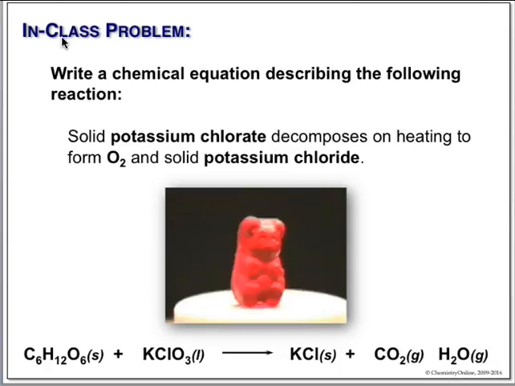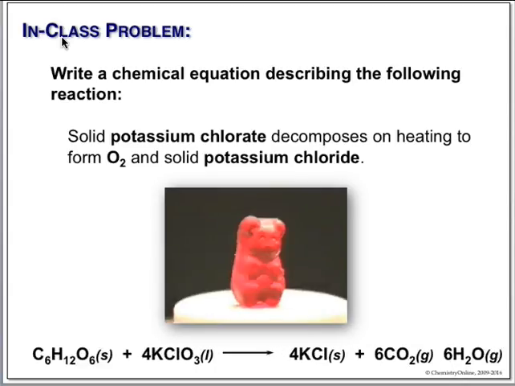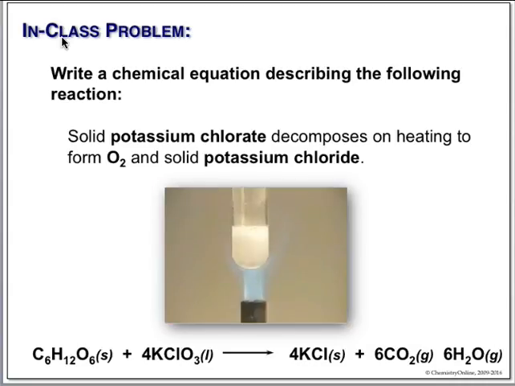This equation is also not balanced, is it? If you look at it here, we have 6 carbons, only 1 CO2. We have 12 hydrogens, only 2 on this side. But we can fix that easily just by doing this. And now we're going to take our little guy and drop him into the KClO3.